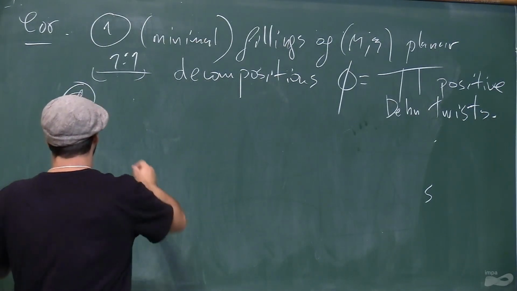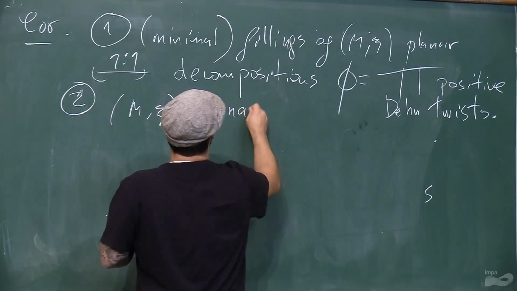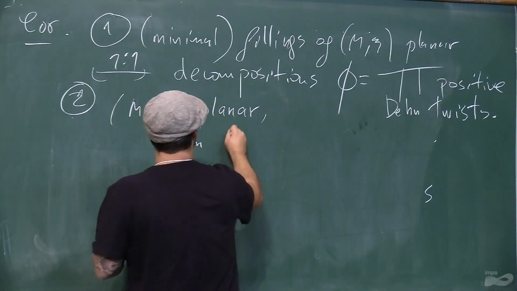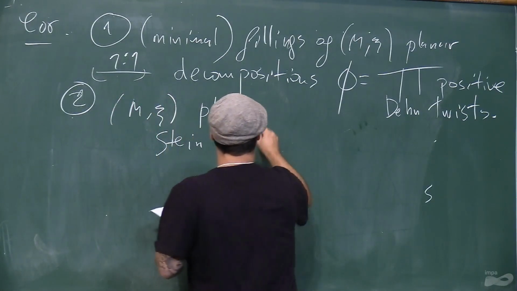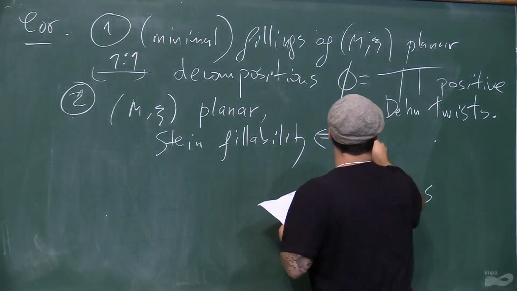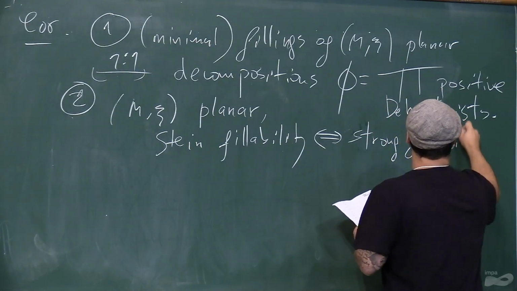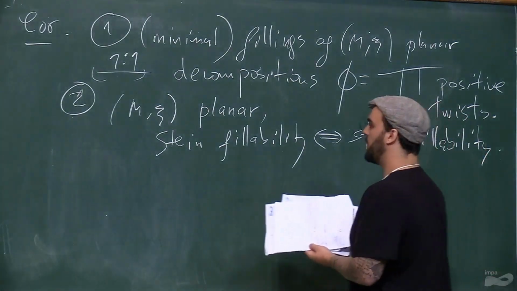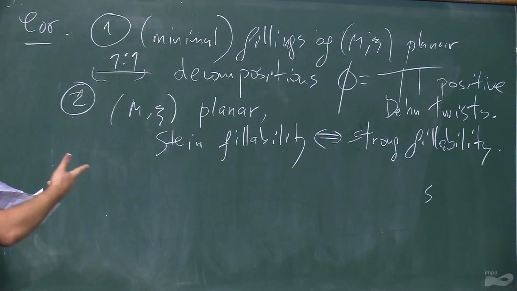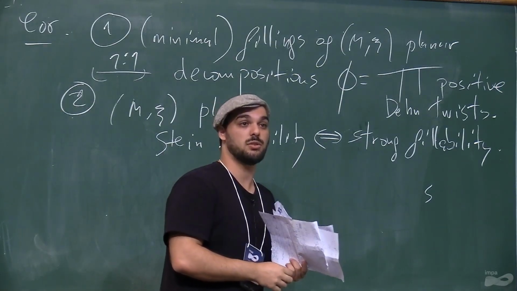The second corollary is if you start with a planar contact 3-manifold, then Stein fillability is equivalent to strong fillability. Right? Because Lefschetz fibrations are in some sense naturally, by a result of Eliashberg, they admit Stein structures.